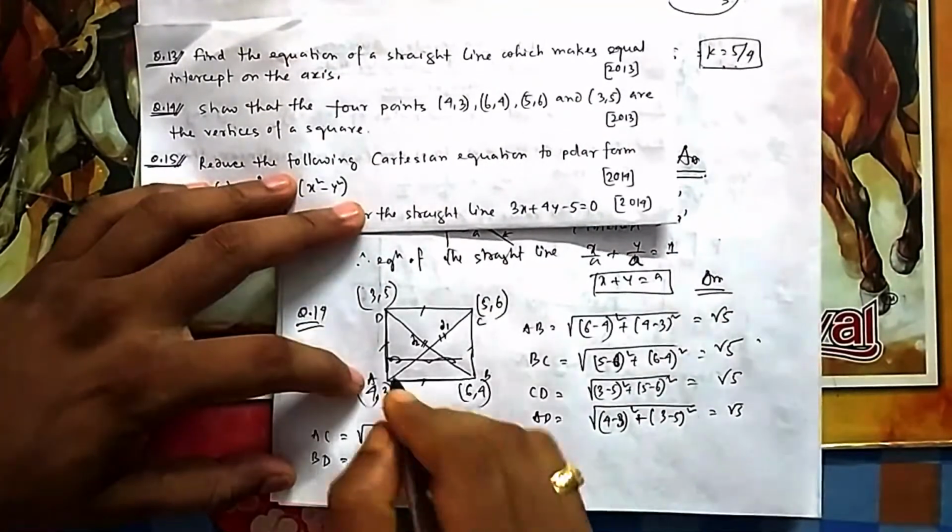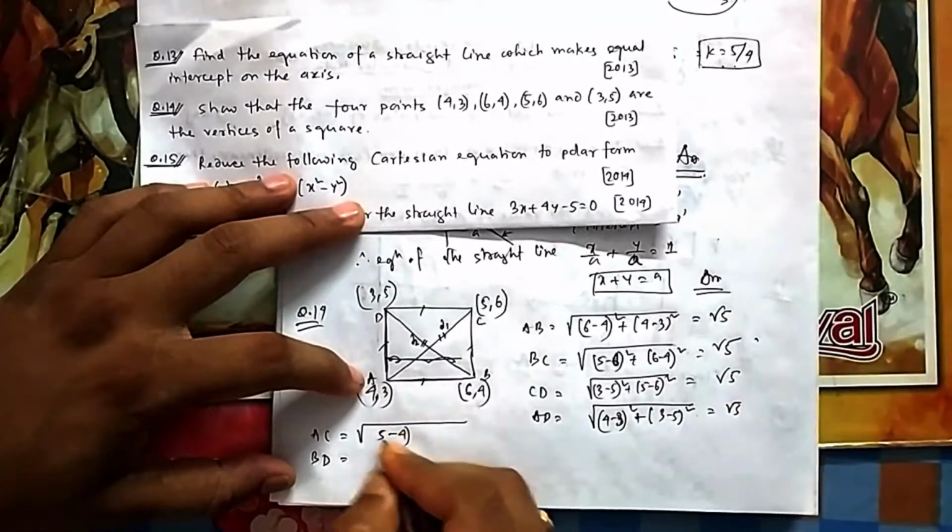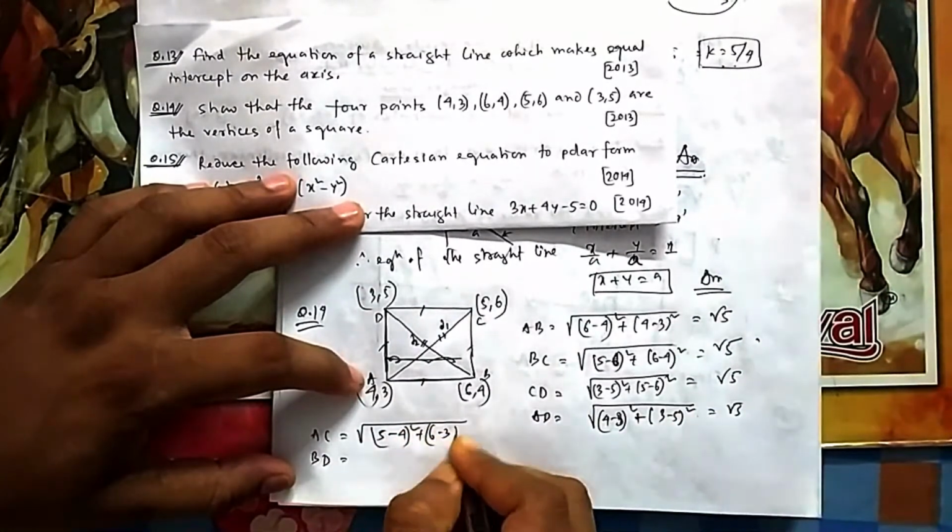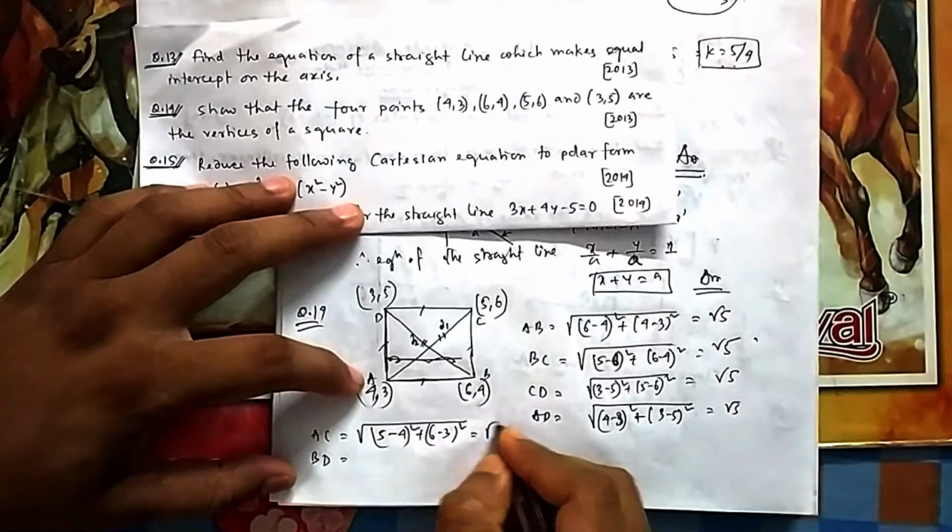So what is AC? From here to here it is 5 minus 4 whole square and 6 minus 3 whole square. So what will it be? 9 plus 1, 10, root 10.